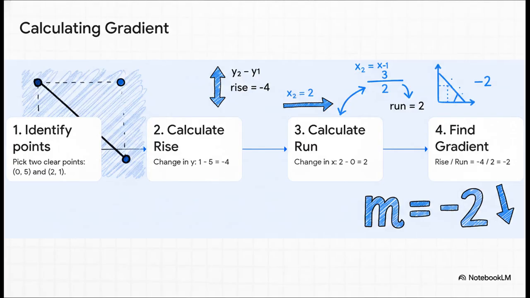Okay, time to do a little bit of math. The rise, which is just the change in our y value, goes from 5 all the way down to 1. So we calculate 1 minus 5, which gives us -4. The run, or the change in x, goes from 0 across to 2. Well, that's just 2 minus 0, which is 2. Now we just do rise divided by run. That's -4 divided by 2, which gives us our gradient, m of -2. And that negative sign makes total sense, right? I mean, just look at the line, it's sloping downwards.